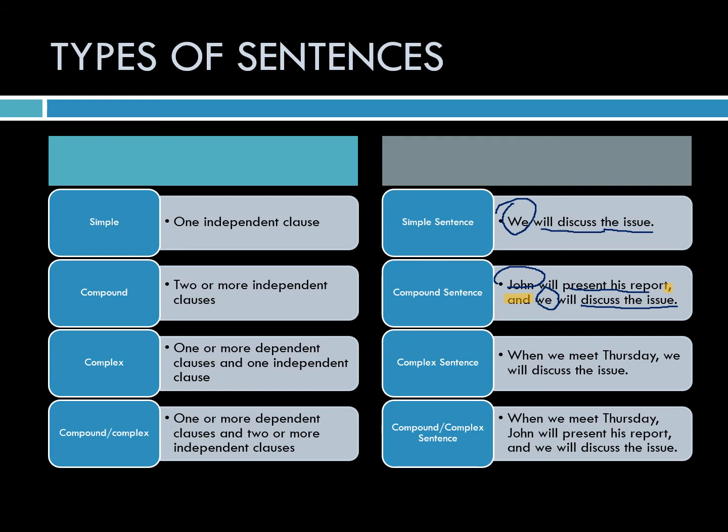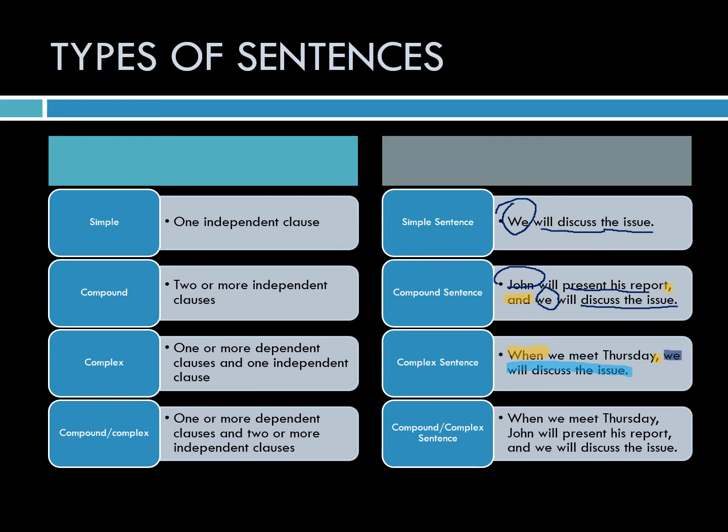A complex sentence is one or more dependent clauses and one independent clause. So here we're seeing that subordinating conjunction, and we're seeing the dependent clause ahead of the independent clause. That is far too dark, please forgive me. So your independent clause is, we will discuss the issue. That is a sentence. When we meet Thursday, that's a dependent clause. It can't live by itself. You could also write, we will discuss the issue when we meet Thursday. So there are always two different ways of writing complex sentences.